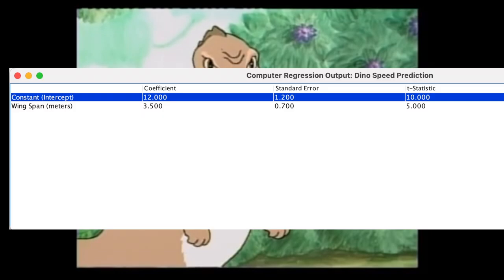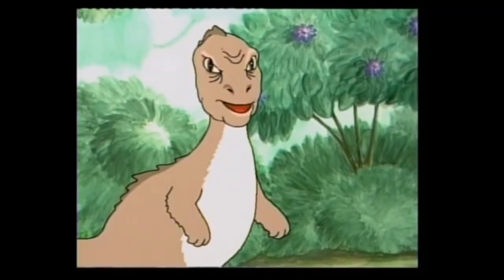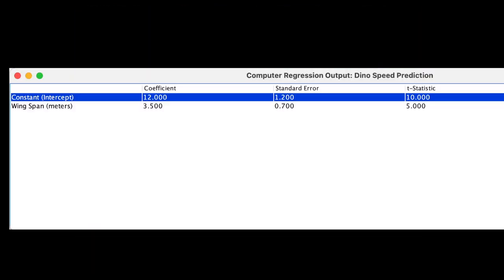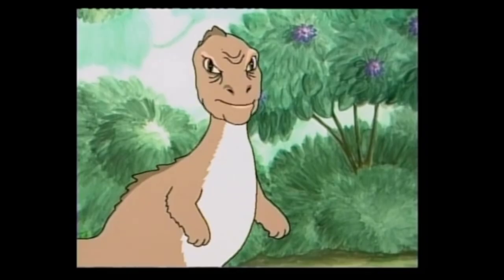All you have to do is just interpret the computer regression output. Look at the constant. It is 12. That is the y-intercept of the regression line. So if our dependent variable was the speed of a dinosaur and our independent variable was its wingspan, in meters, then a dinosaur with a 0 wingspan would be predicted to have a speed of 12 meters per second. Stats! And science! I don't know why I chose to teach like this.